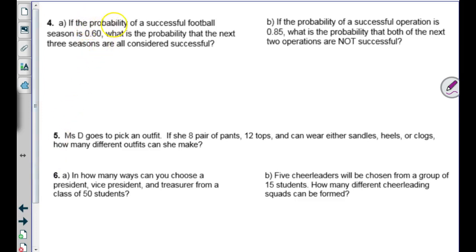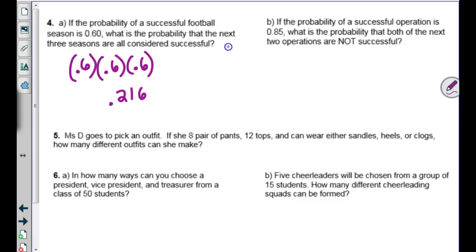If the probability of a successful football season is 0.6, what is the probability the next 3 seasons are all considered successful? We're supposed to assume that they are independent. So you would just do 0.6 to the third, which might be 0.216. Somebody double check me. Thanks.